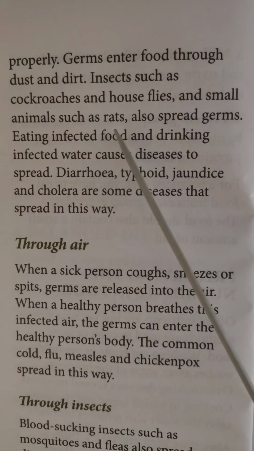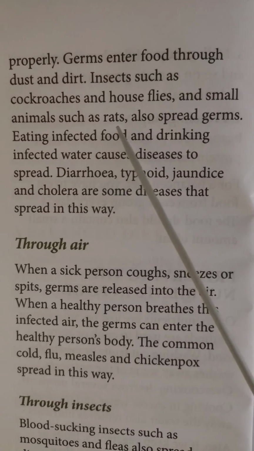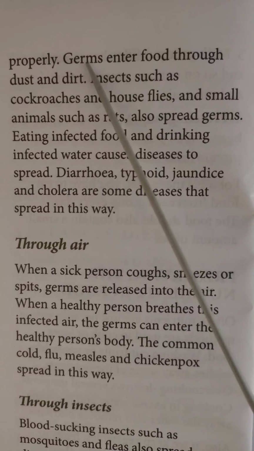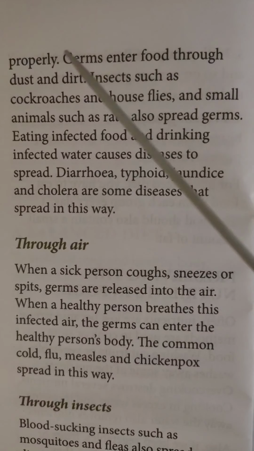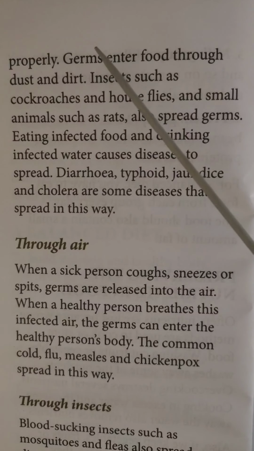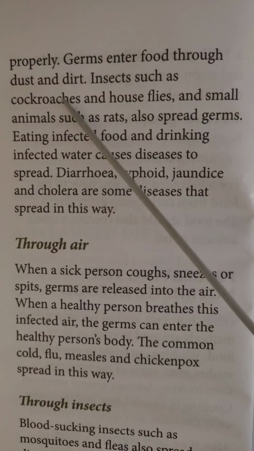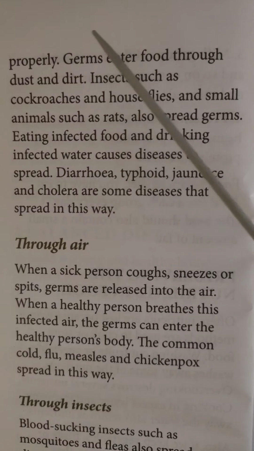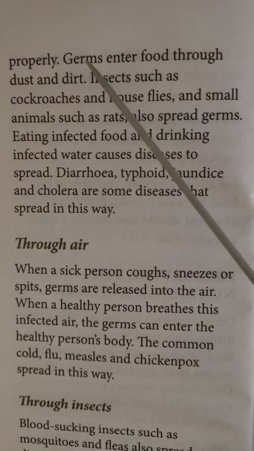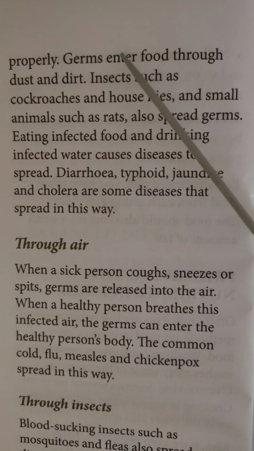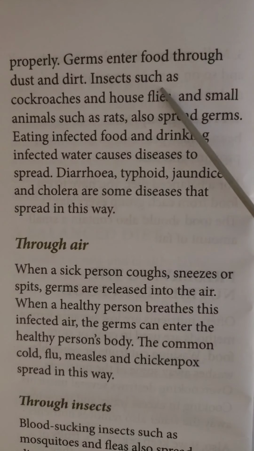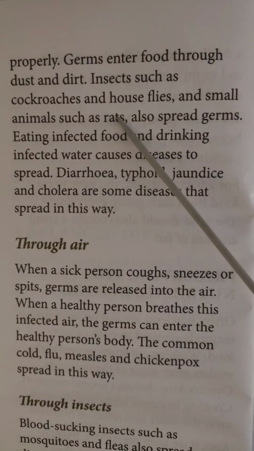Suppose the food and water is not closed, and the food item is exposed. There is a possibility that through dust and dirt, germs may enter into the food item. It can also enter the food item through cockroaches, house flies, and even rats. So these are the different ways through which germs can enter food or water: dust, dirt, insects like cockroaches, house flies, and small animals like rats.